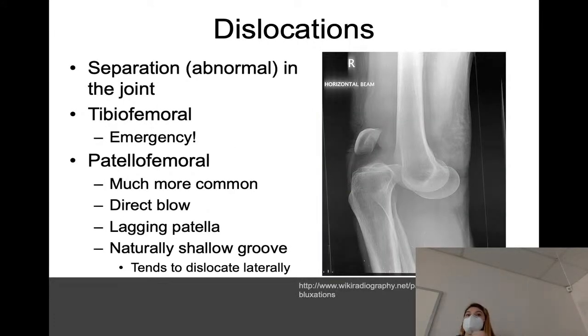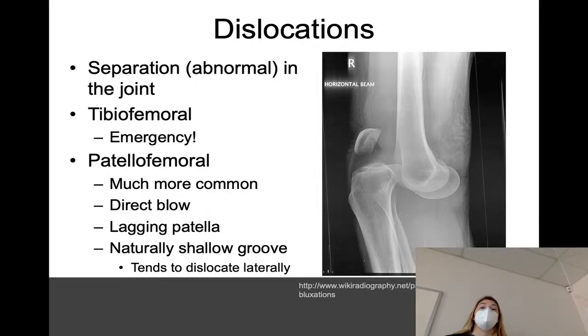So dislocations. This is kind of the most severe of the knee injuries. A dislocation is going to be an abnormal separation in a joint. We are okay with joints separating because that's what they do to move, but this would be an abnormal separation. You've probably heard a lot of people say, oh, I dislocated my knee. They didn't actually dislocate their knee. They dislocated their kneecap. So a patellofemoral dislocation would be a dislocation of your kneecap.